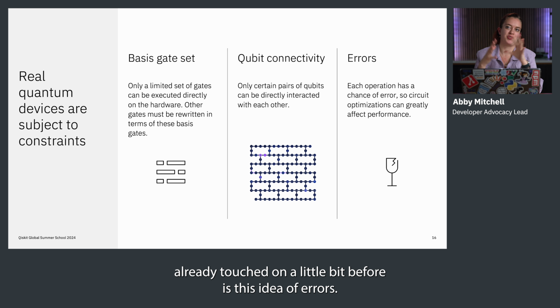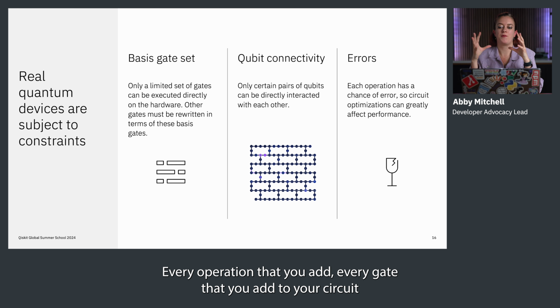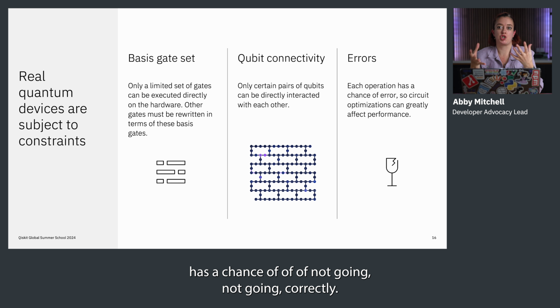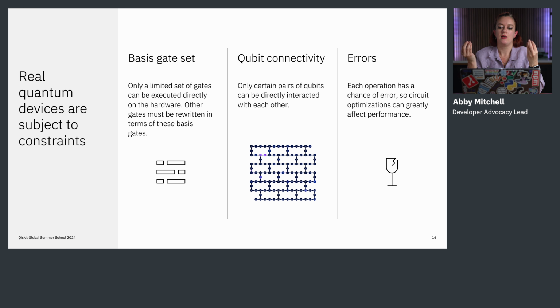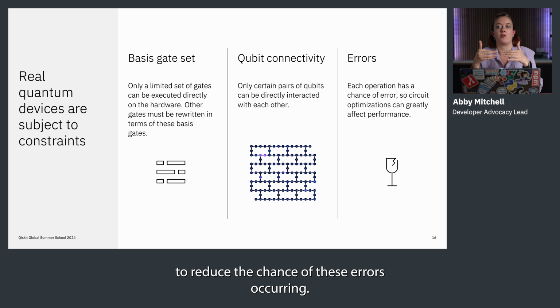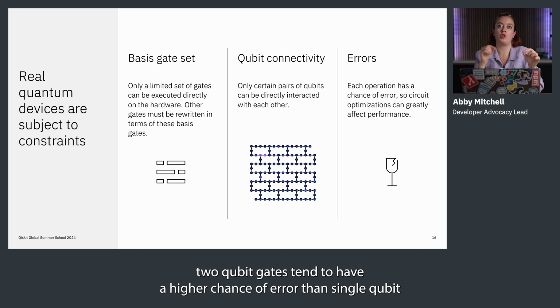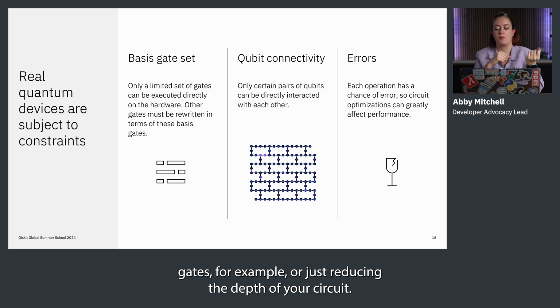And the last thing, we've already touched on it a little bit before, is this idea of errors. Quantum devices are not perfect. Every operation that you add, every gate that you add to your circuit has a chance of not going correctly, and it can generate an error. So there are other optimizations you can do to reduce the chance of these errors occurring. For example, reducing the number of CX gates that you have. 2 qubit gates tend to have a higher chance of erroring than single qubit gates, for example.